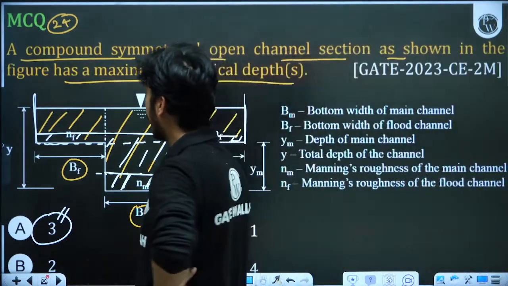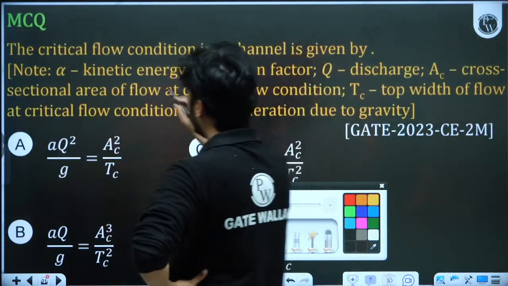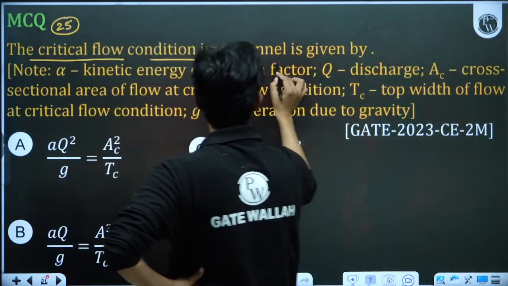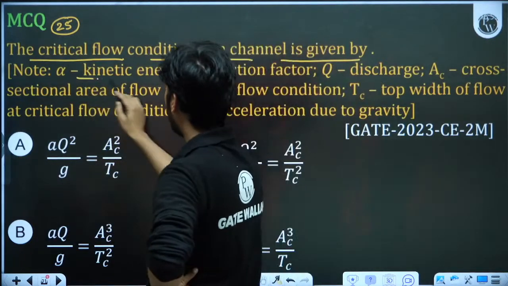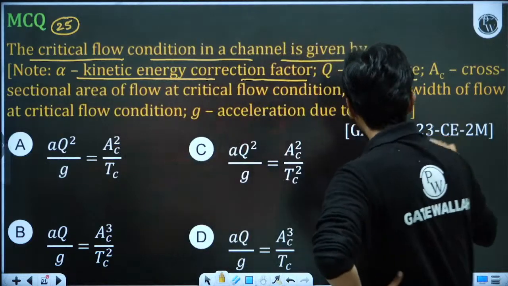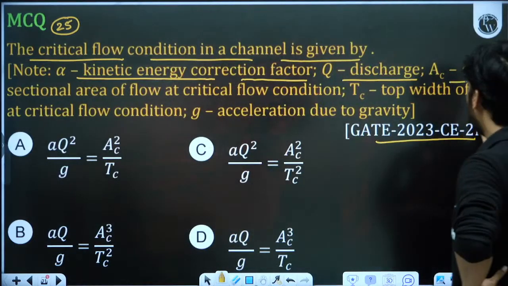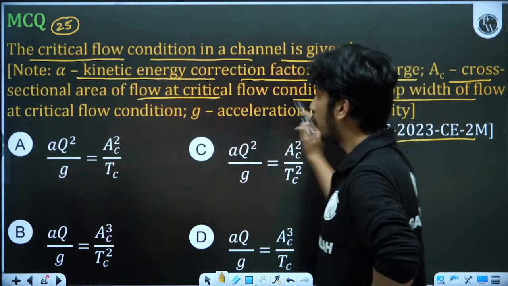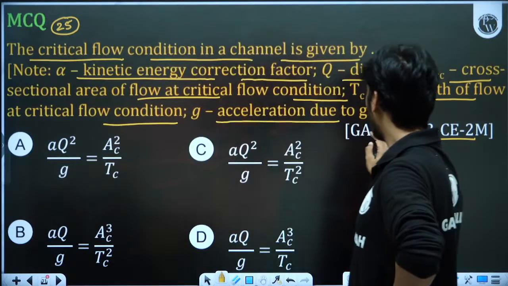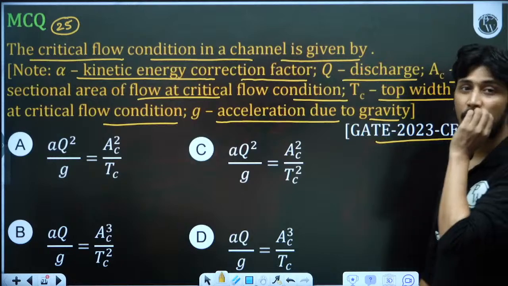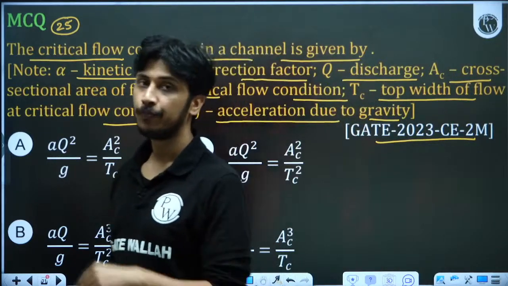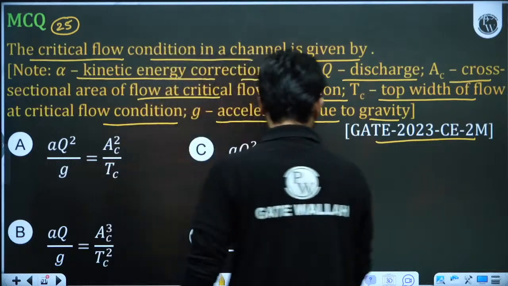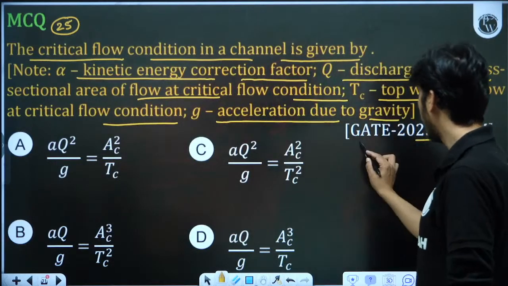Very good. Next, the last question for today's class. The critical flow condition of a channel is given by, where alpha is the kinetic energy correction factor, Q is the discharge, AC is the cross-section area of the flow, TC is the top width of the flow, and G is the acceleration due to gravity. This was asked in 2023 for 2 marks. The same question was also asked in 2024, and a similar question where the kinetic energy correction factor alpha is used.